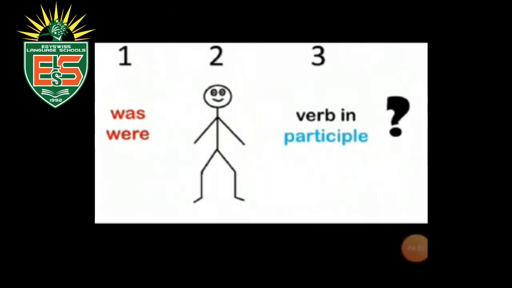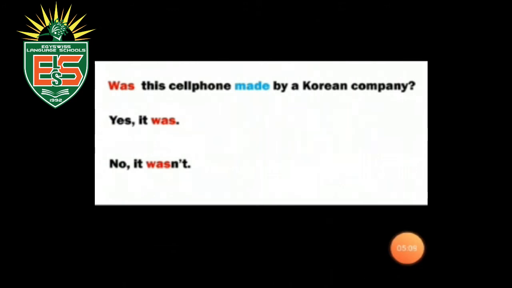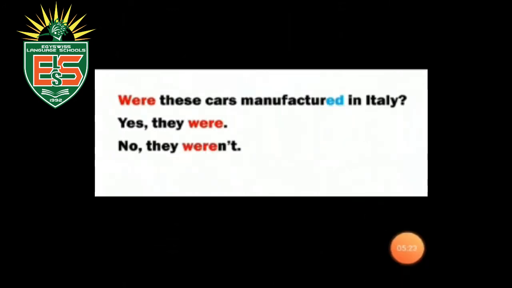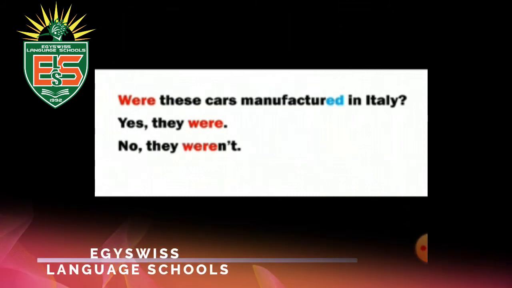Here, how can I make a question in the passive voice? So I have to start with was or were, and after that, the subject and the verb in the past participle. Here we have an example. Was the cell phone made by a Korean company? So the answer will be yes, it was, or no, it wasn't, here in the singular form. The plural form: were these cars manufactured in Italy? Yes, they were, or no, they weren't.